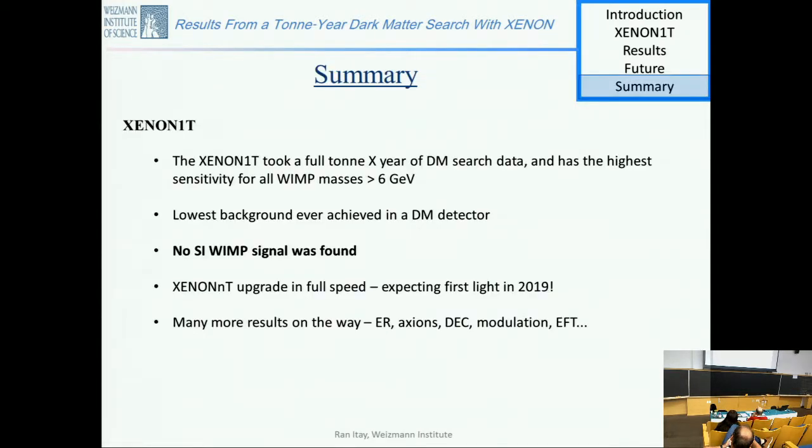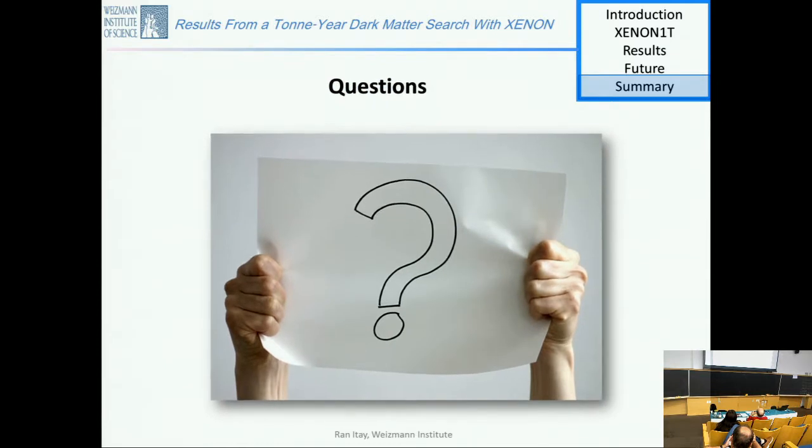So to summarize, XENON1T took a full tonne-year of dark matter search and has the highest sensitivity for all WIMP masses above 6 GeV. We have achieved the lowest ER background ever achieved in a dark matter detector. There was no spin-independent WIMP signal found in this data. The XENONnT upgrade is in full speed. We expect to see light by 2019. And of course, many more results are on the way, including ER searches, axions, double electron captures, annual modulation, EFT, and many more. Thank you very much.